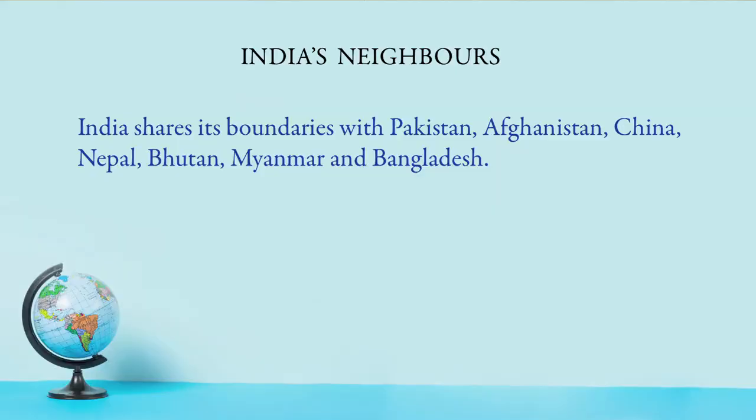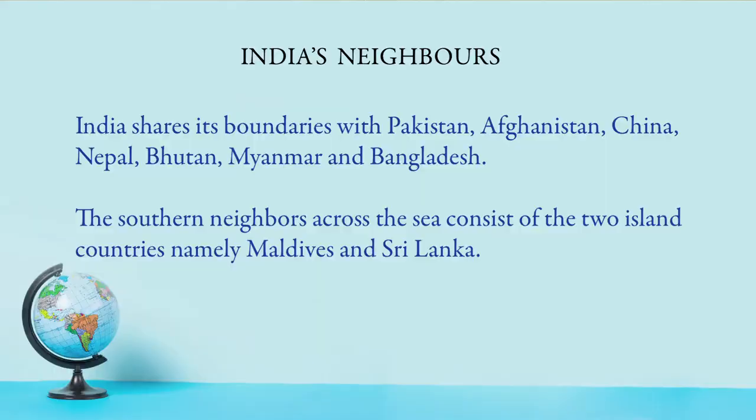This subcontinent includes the neighboring countries of Pakistan, Afghanistan, China, Nepal, Bhutan and Myanmar. These are our neighboring countries with which we share our boundary, national frontiers, whereas other than these, we have two more southern island neighbors, Sri Lanka and the Maldives. So India shares its boundary with so many countries, India has so many neighbors, hence India is known as an Indian subcontinent.